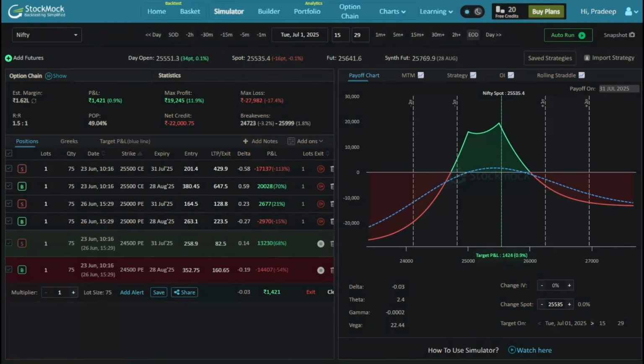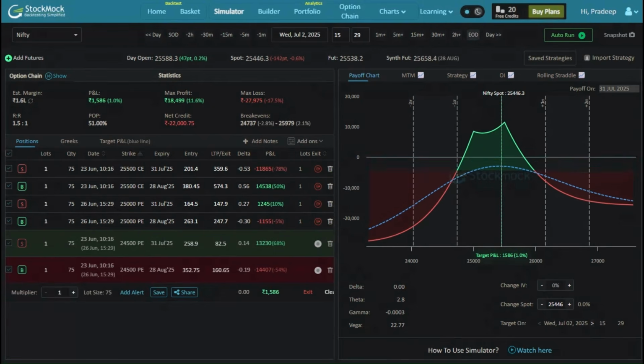I am making 0.9%. My put is still having 128 rupees. So this definitely will be a slow decay because the month has just started. We have sold July options and we are on the first day of July, right? Next day, 2nd July, again the market is there only. I'm making now 1.1% of the capital deployed, which is quite good.